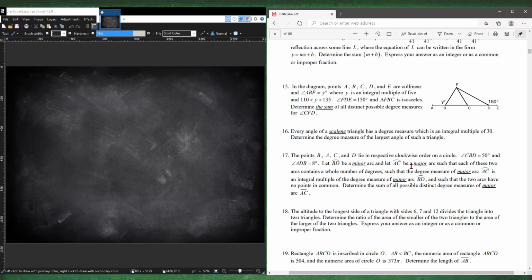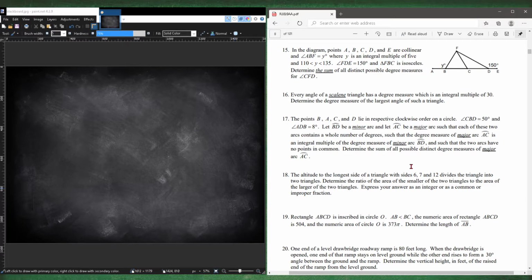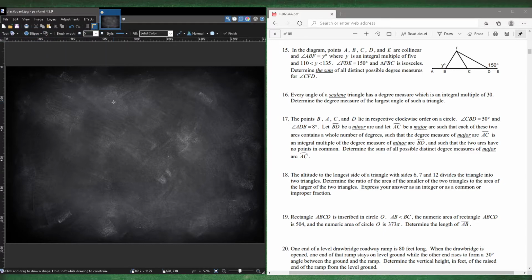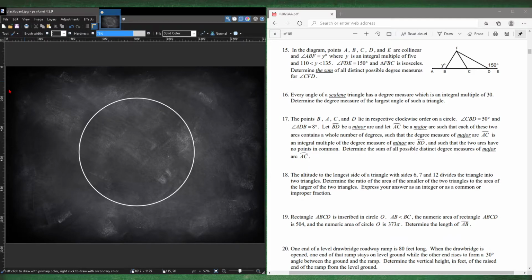Okay, now number 17. Points B, A, C, D lie in their respective clockwise order on a circle. Triangle CBD. So let's just draw a general idea of this before we make some modifications. So we have BAC. So let's say B and then A and then C and then D. I usually like to put them equally spaced, and then we can modify them later to adjust for how it looks.